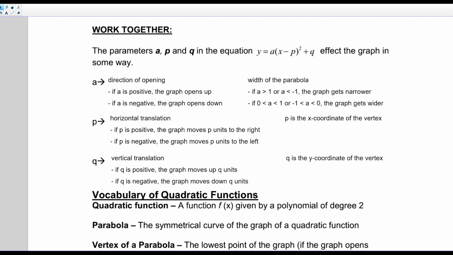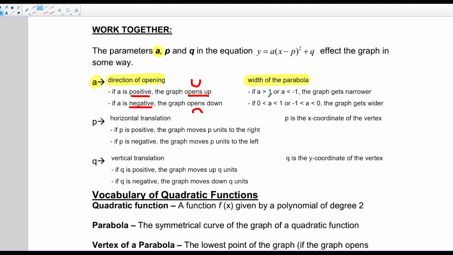So if we look at a quick little summary here, we're going to go ahead and summarize our parameters A, P, and Q. So if we're looking at A, really it talks mainly about two things. First of all, the direction of the opening, and second, the width of the parabola. So if our A value is positive, then our graph is going to open upwards. So it's going to look something like this. If our A value is negative, our graph will just open down just like that.